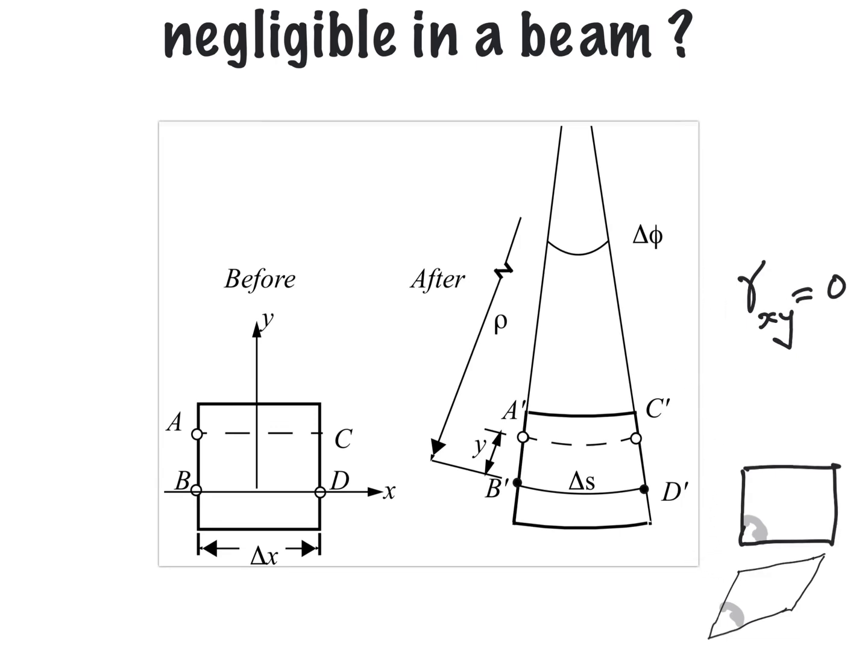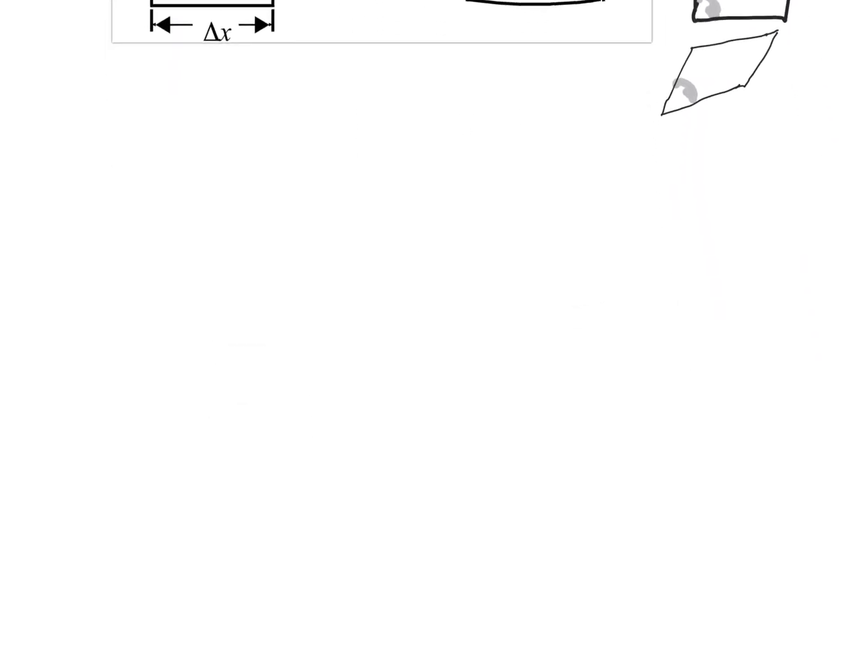But since we make the assumption that plane sections remain plane and perpendicular to the longitudinal axis, see here, if you take this angle, it is 90 degrees. This is pretty obvious. Now in the deformed configuration, this is before and this is after the deformation. Even after the deformation, this is 90 degrees because of the inherent assumption that you have taken. So this is one reason why shear strain gamma xy is 0.